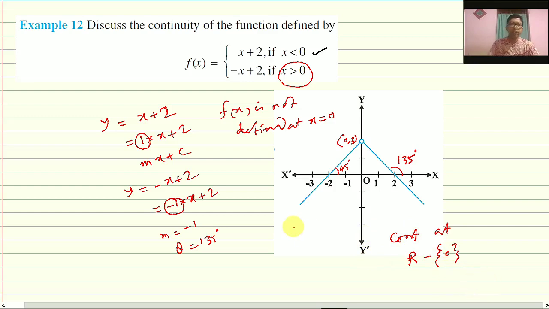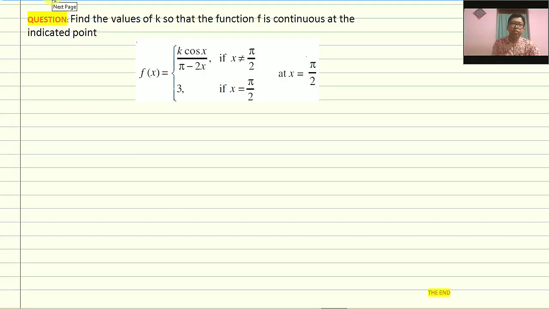Next. This is a good question taken from your book. Find the value of k so that the function f is continuous at the indicated value. Indicated value means this is the point x equal to pi by 2. At x equal to pi by 2, we have to make the function continuous. So we have to find out the value of k.